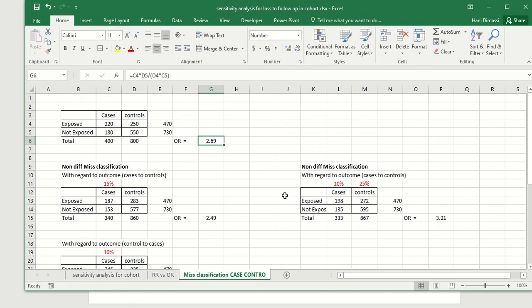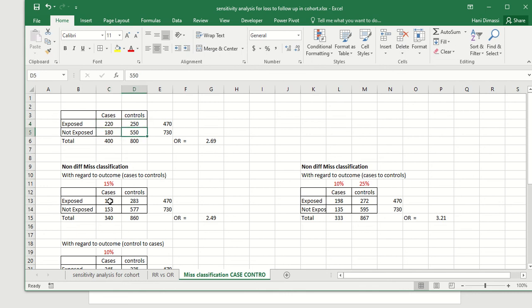I haven't done any misclassification yet. Next, I'm going to start doing misclassification, however it's a non-differential misclassification. The first example of non-differential misclassification is cases classified as controls. So there are people who ought to be cases, however I missed them, so my diagnostic criteria is not good. I'm missing 15% of my cases, thinking that they are controls. However, since it's not differential, I'm going to make the same rate of error in the exposed and the not exposed. I remove 15% from here and put them here, and 15% from here and put them here.